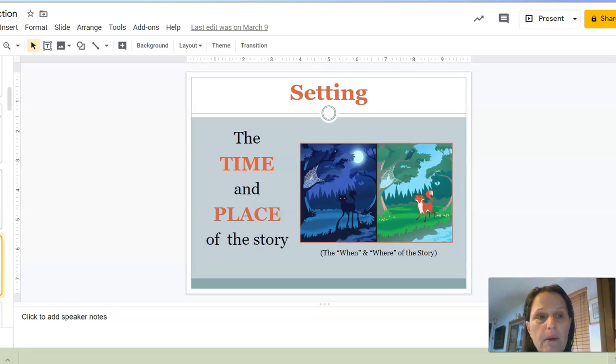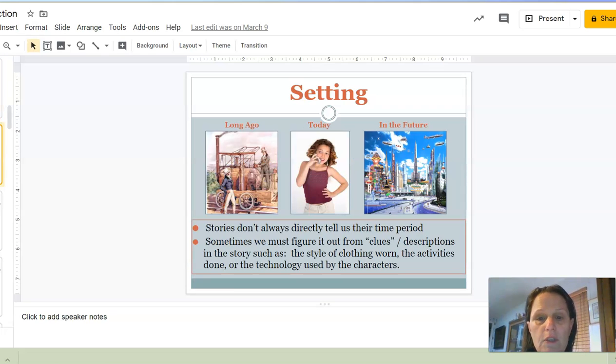So the first element we're going to talk about is the setting. That's the time and the place the story happened, the when and the where of the story. It could be at a castle, right? If it's a romance story about Cinderella or something. Just think about the when and the where. That is the setting, okay? So stories don't always tell us their time period. Sometimes we have to figure that out using context clues or using things that they say in the story. Sometimes we have to figure out what the setting is.